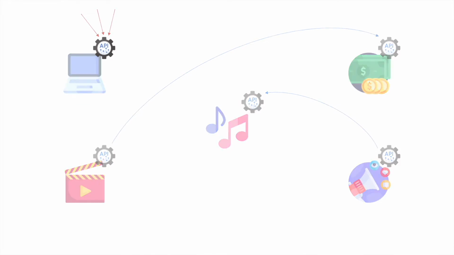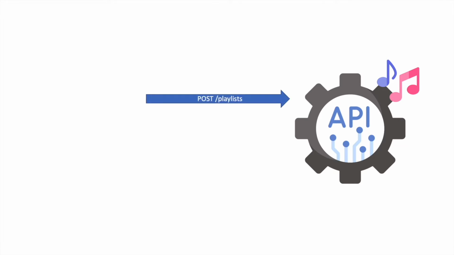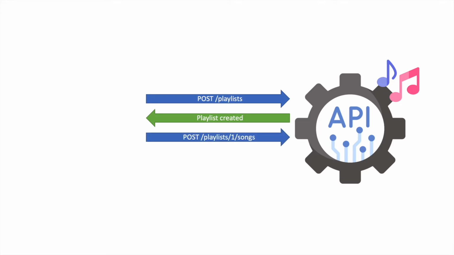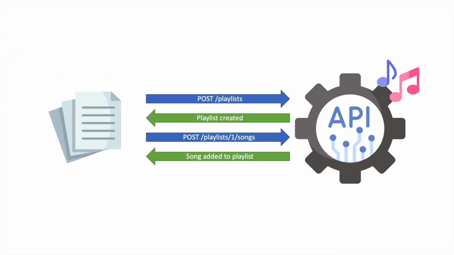Now, let's take a look at how APIs are tested nowadays. Imagine you have a music API and you want to test whether you can create a playlist with songs. You would have to generate an HTTP request to create the playlist, get the response, generate another HTTP request to add the song, get the response, and now assert whether these responses are correct or not.